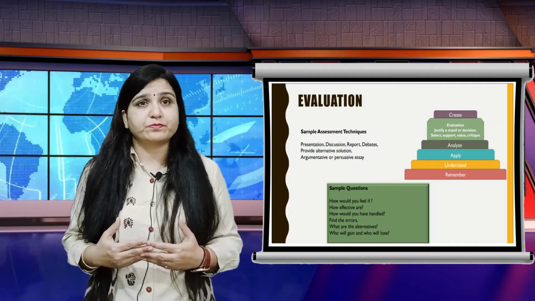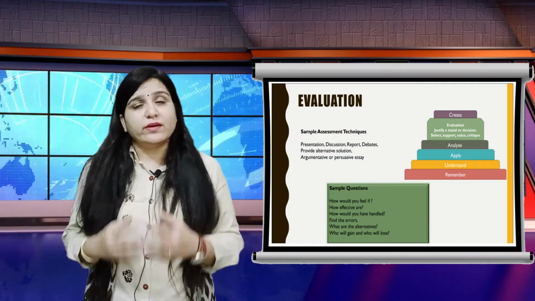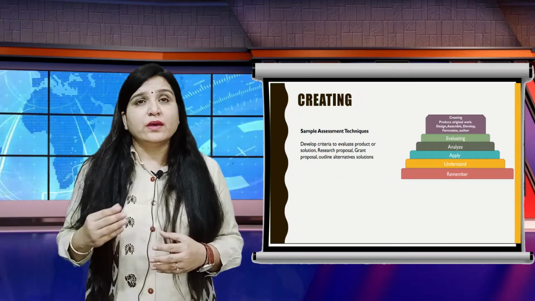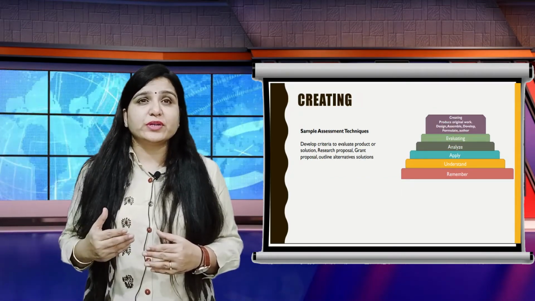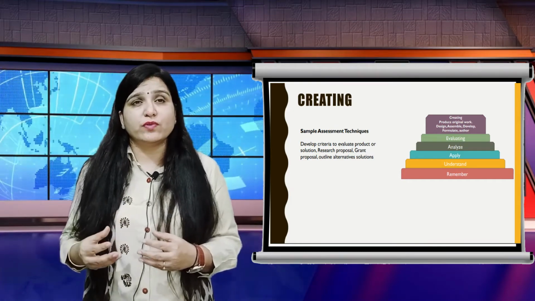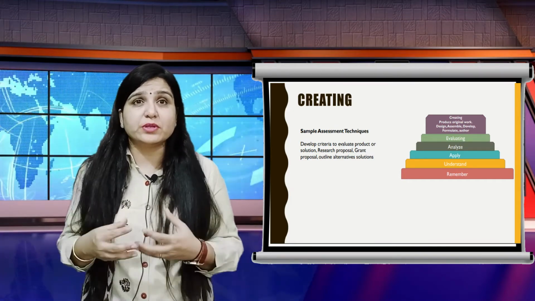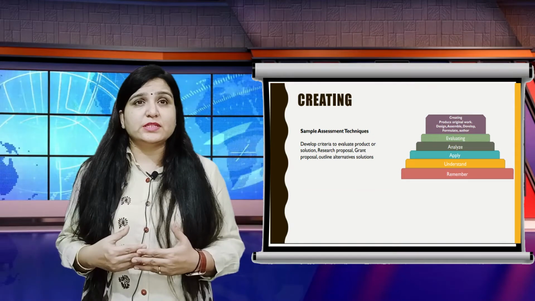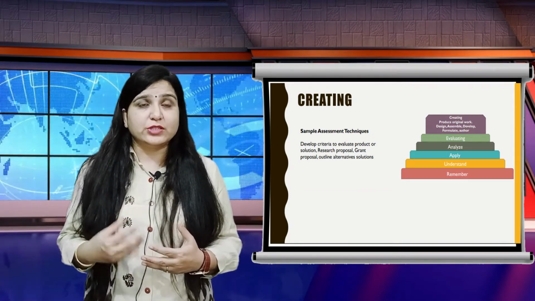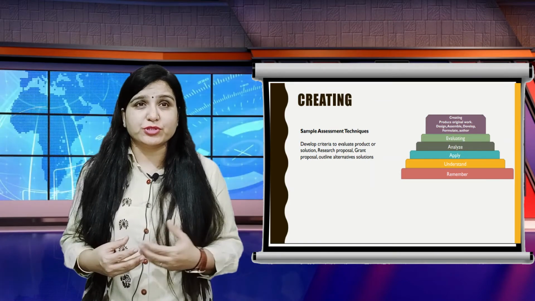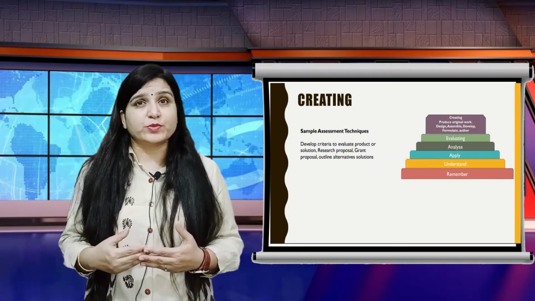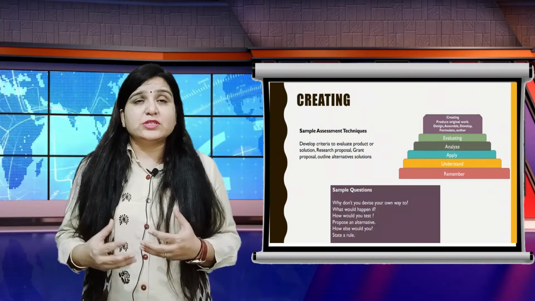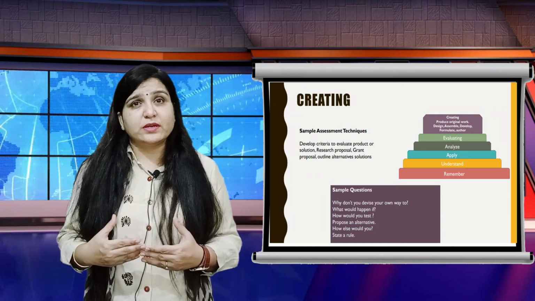Now let us discuss the last level of the cognitive domain of Bloom's taxonomy, that is creating. Here the teacher is required to check whether a student is able to produce original work, any original design, assemble things, develop, formulate or author anything. The assessment techniques for this level can be developing a criteria to evaluate a product or solution, research proposal, grant proposal, outlining alternative solutions, etc.